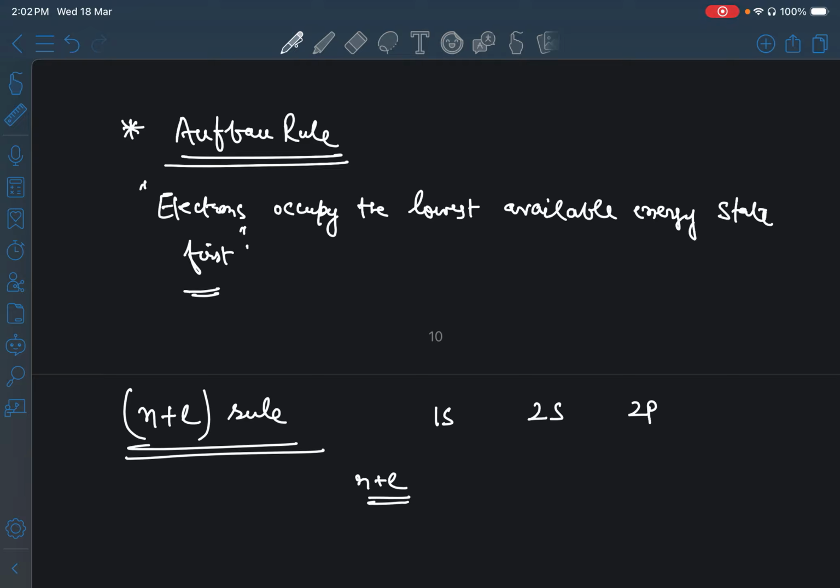Now let's find the n plus L values for each of these orbitals. Here n is 1 and for s orbital L is 0. So 1 plus 0 is 1. Again, 2 plus 0 would be 2. Then 2 plus 1, the answer would be 3. So it shows that this is the increasing energy order: 1s, 2s, 2p.